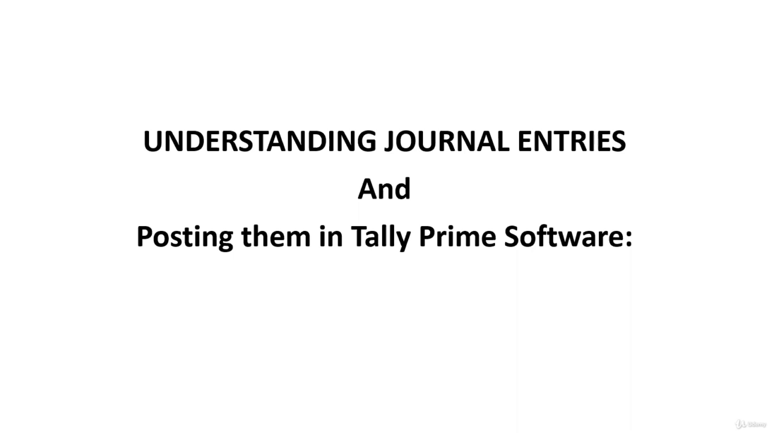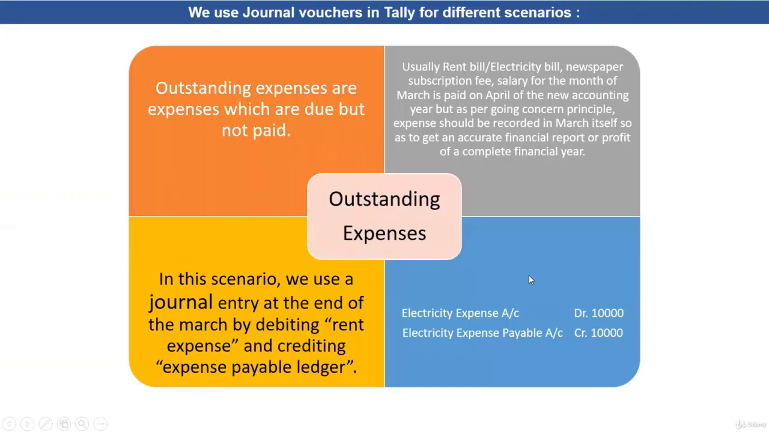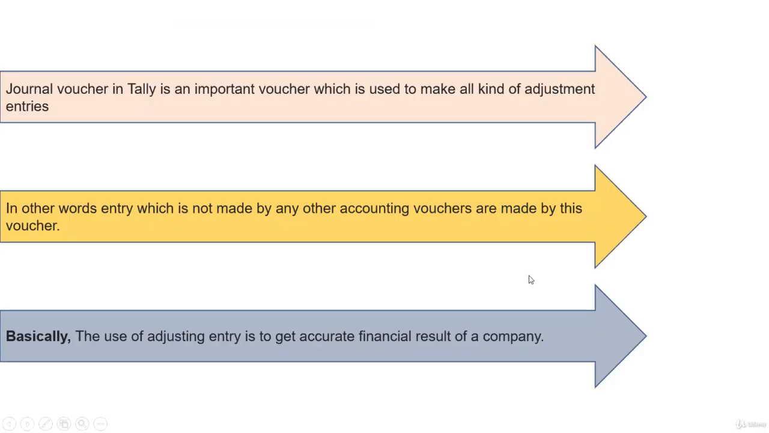So let's see. In this lecture, we will look at how you can make journal entries in the journal voucher and what kind of entries are to be posted in it. For that, first of all, you need to know what a journal voucher is. A journal voucher in Tally is a very important voucher that is used to make all kinds of adjustment entries. What are adjustment entries?